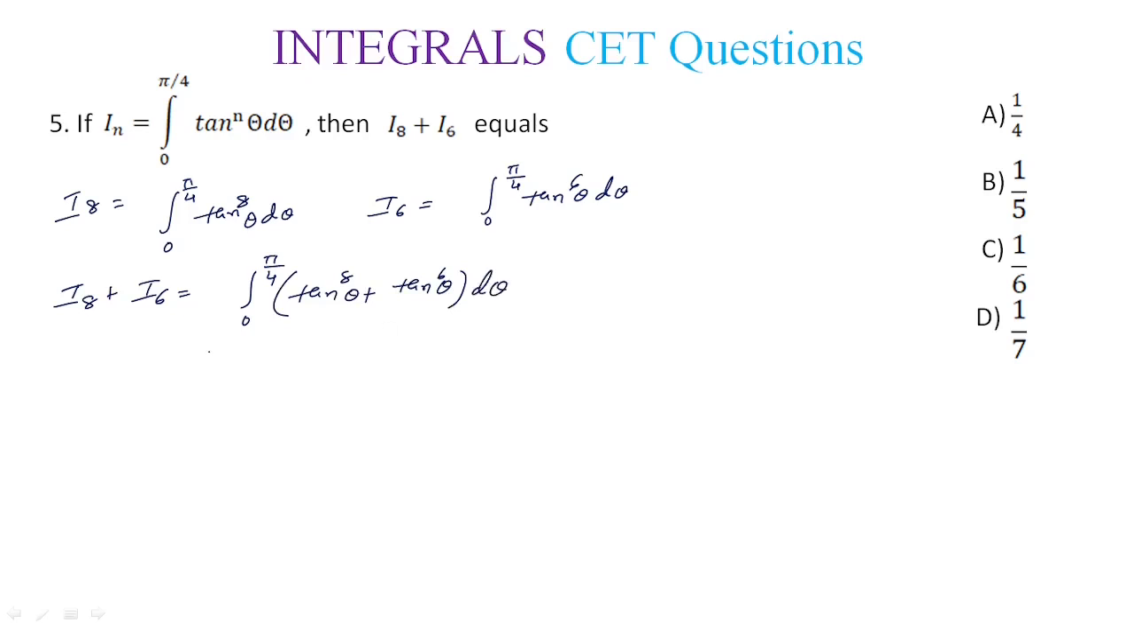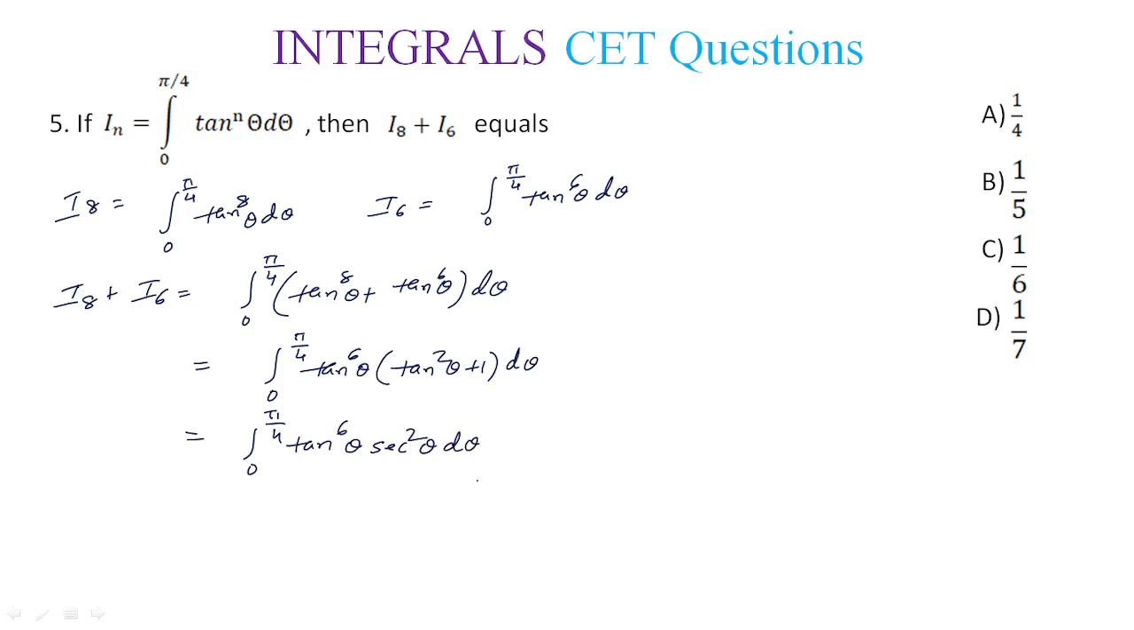Here 0 to pi by 4, what is common here? Tan raised to 6 is common. Take tan raised to 6 theta common. We are left with tan square theta plus 1 into d theta. 0 to pi by 4 tan raised to 6 theta as it is. 1 plus tan square theta is nothing but what? 1 plus tan square theta is nothing but secant square theta d theta.